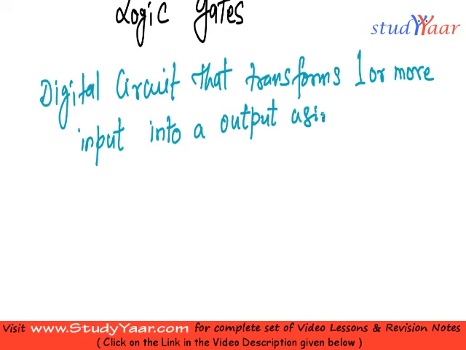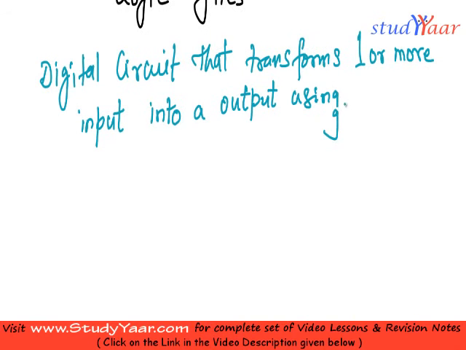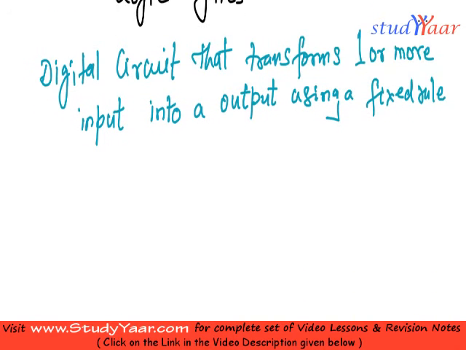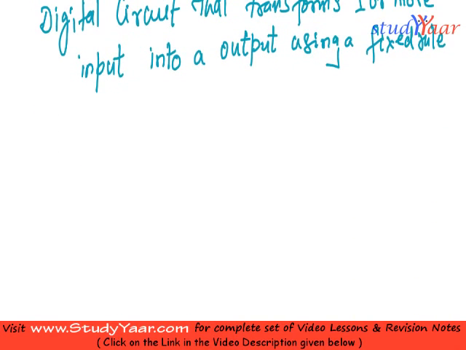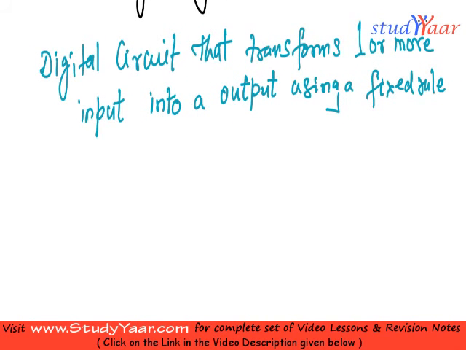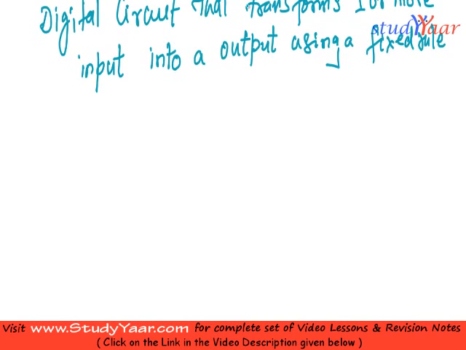Using a fixed rule. So now let's look at some common logic gates that we have and what is the rule which is being used for transformation. My first logic gate is the AND gate.